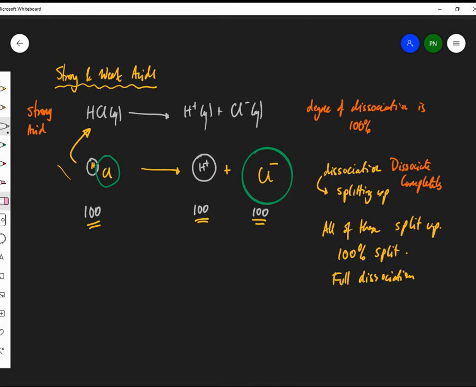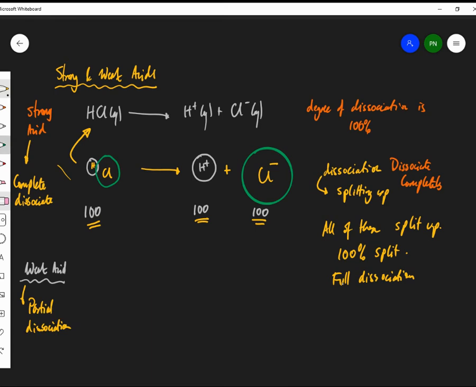All right, now let's have a look at a weak acid. This is a strong acid, but a weak acid. The definition of a strong acid is complete dissociation. A weak acid, the definition of that would be partial dissociation. I hope that makes sense to you all. All right. Now, let's have a look at a weak acid.